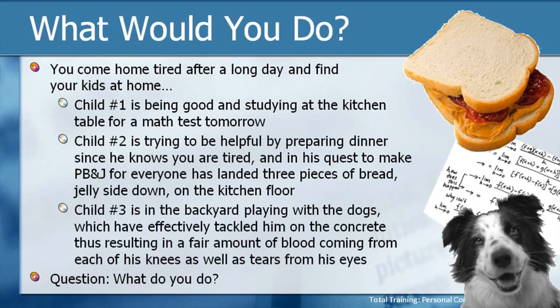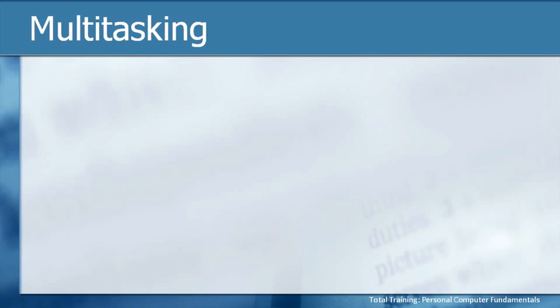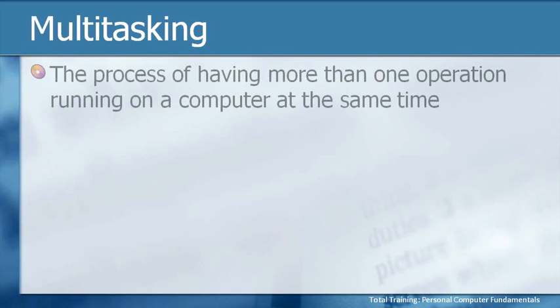Get the idea? Good, because I want you to keep that exact idea when we talk about our next topic. The topic is known as multitasking. Multitasking in a computer is the process of having more than one operation running on a computer at the same time.